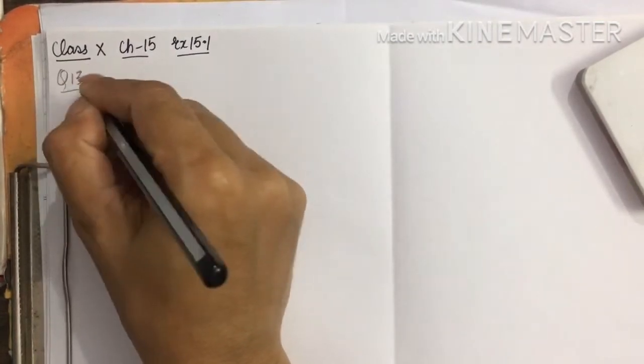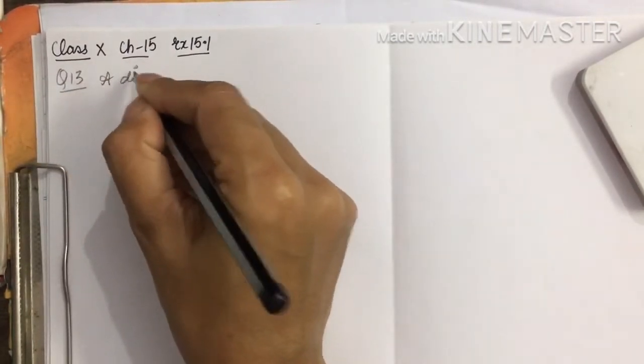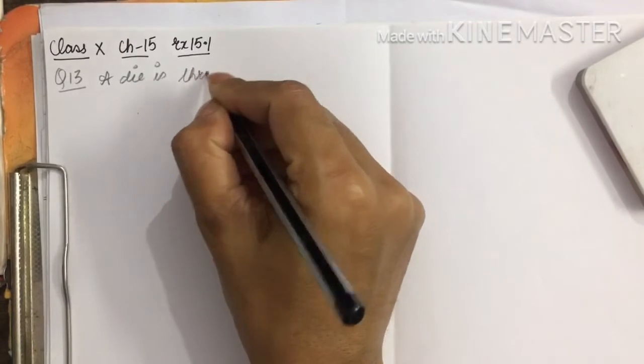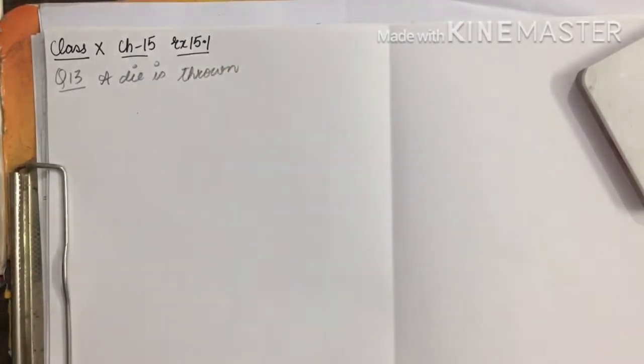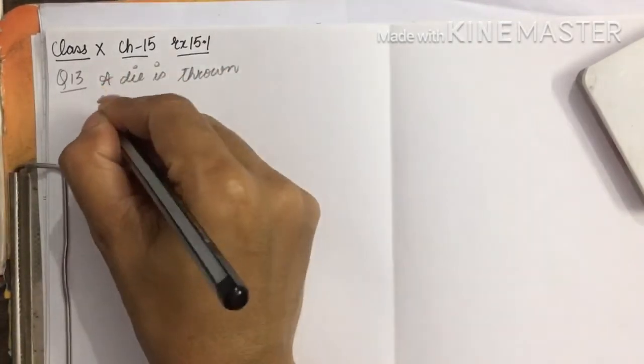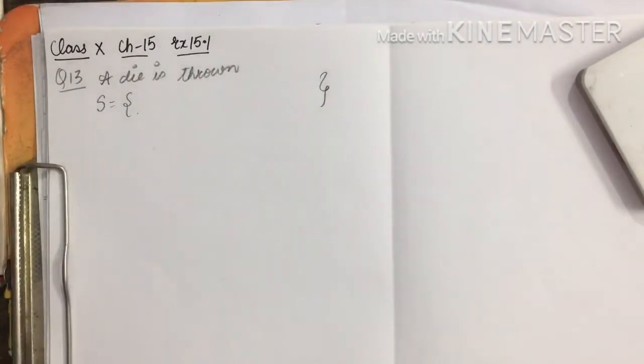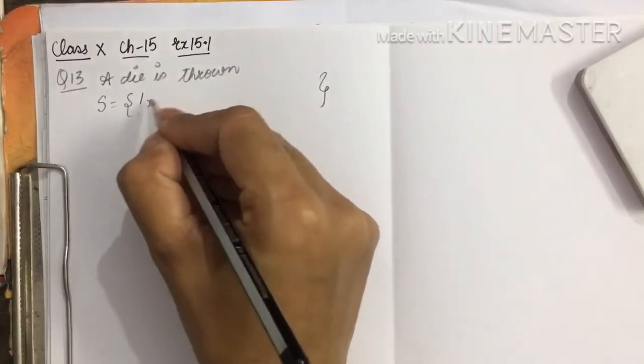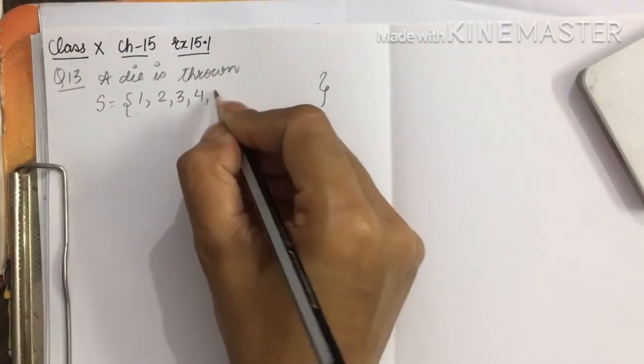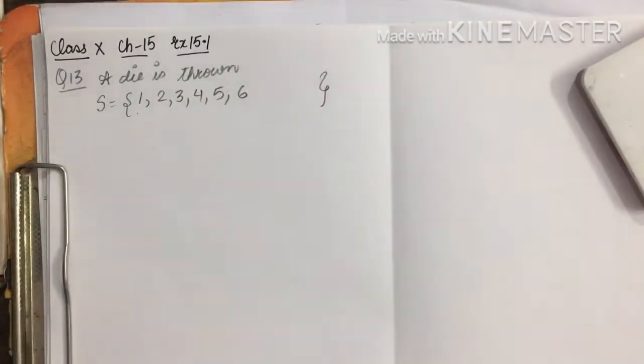Question number 13, we have been given a die is rolled or a die is thrown. So the first thing I want to write down is the sample space. So when a die is rolled, what are the possible outcomes? So I can get these possible numbers. Any of these numbers will appear.